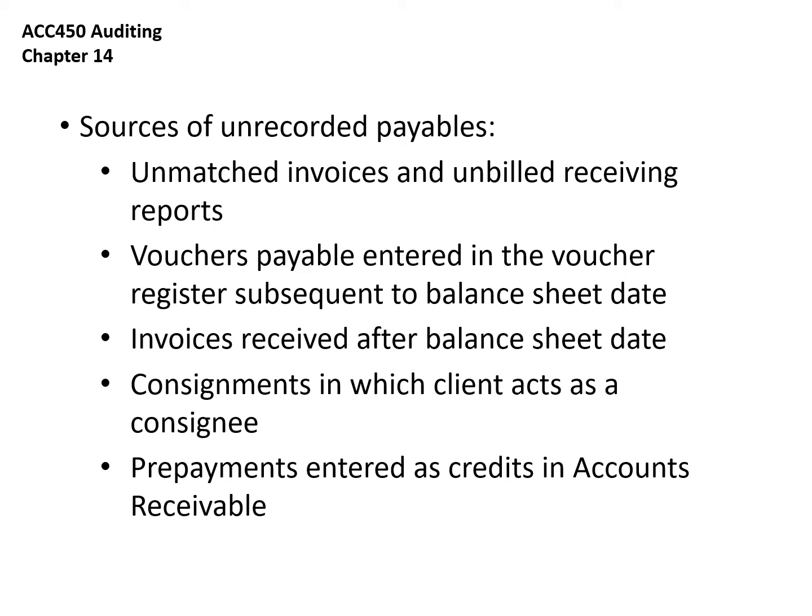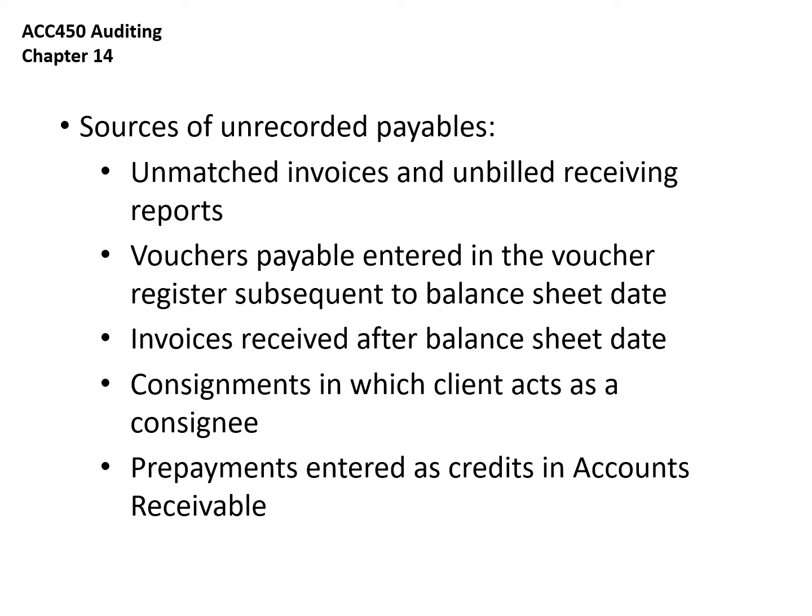A little bit more obscure would be consignment issues. So if we're the consignee, meaning a supplier has given us some inventory to sell, what triggers a liability is when we sell it, we owe the cost of that item back to the original supplier, the consignor. So are there some sales transactions where we maybe have neglected to record that payable?